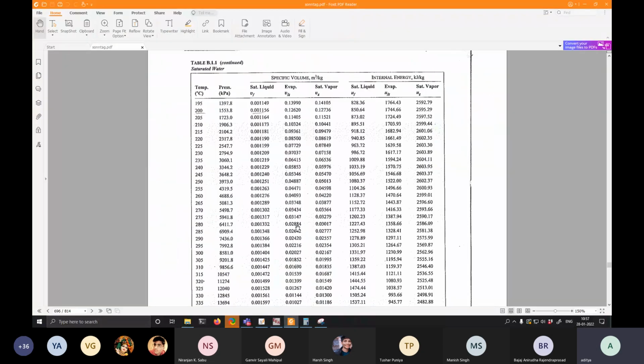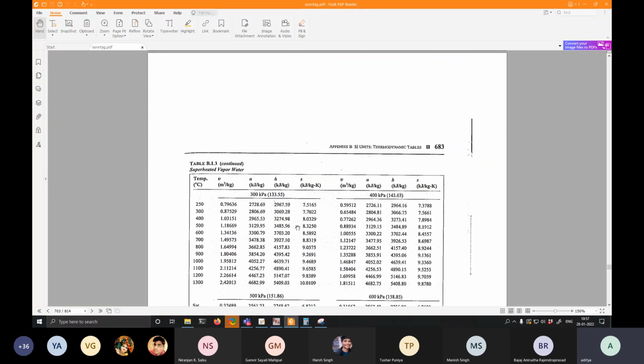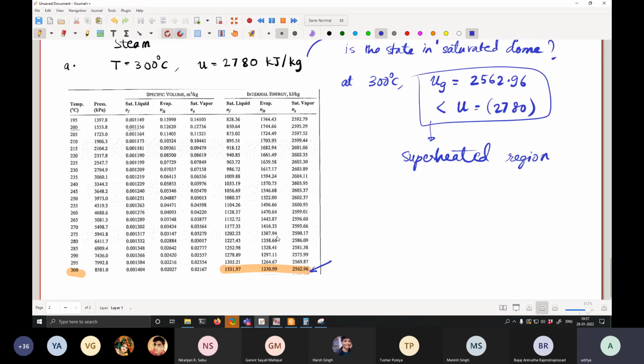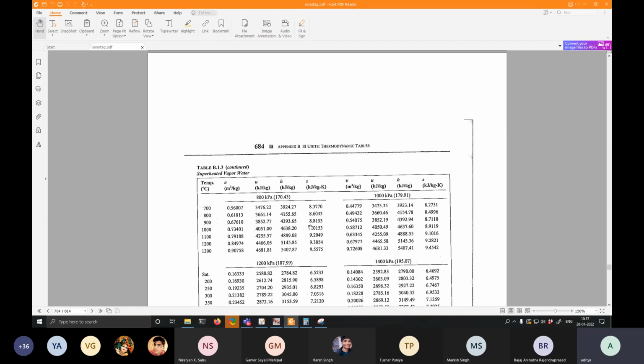So fine, let's do that. We go to the table again. Now we must scroll to the superheated vapor. And what have we been given? T equal to 300 degrees Celsius. So how do you quickly do it? The way is simple. At 300 degrees Celsius, the saturation pressure is 8581. So we definitely know that we have to look for a pressure higher than 8581.